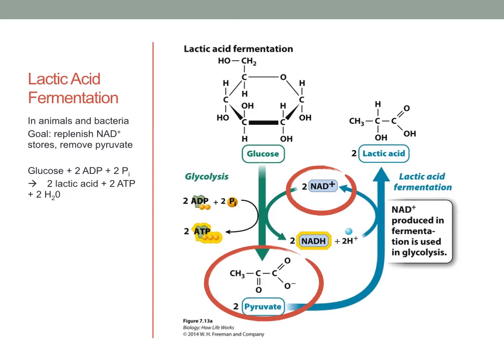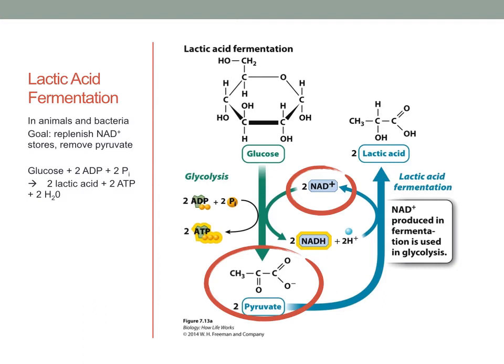So for example, imagine that you're doing a very strenuous exercise, you have few availability of oxygen, then the limiting factor will be the presence of NAD plus that is needed to go on with the glycolytic pathway. So what happens in this case is that the pyruvate needs to be removed. You need to make more NAD plus.